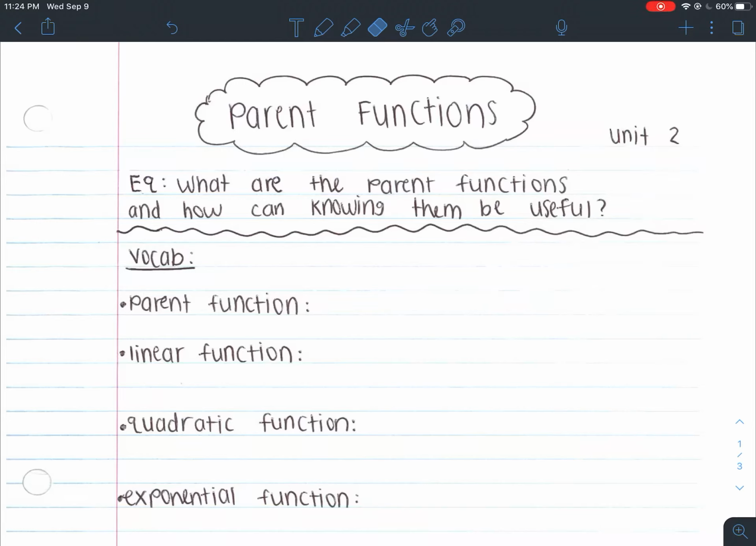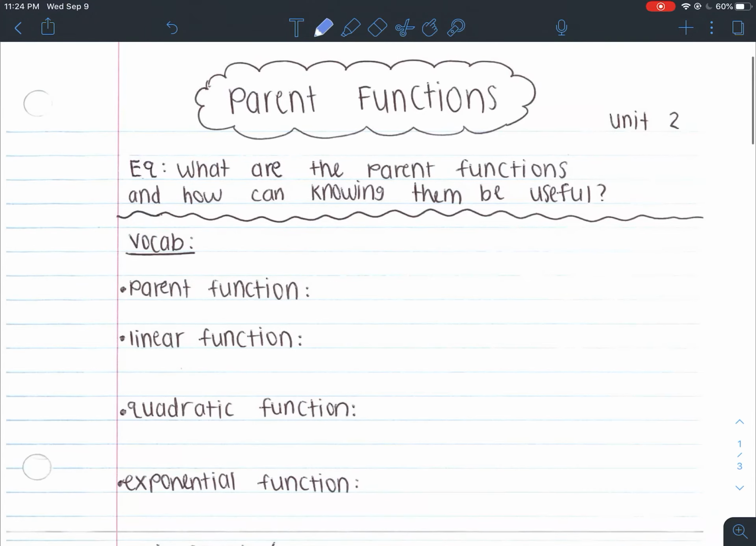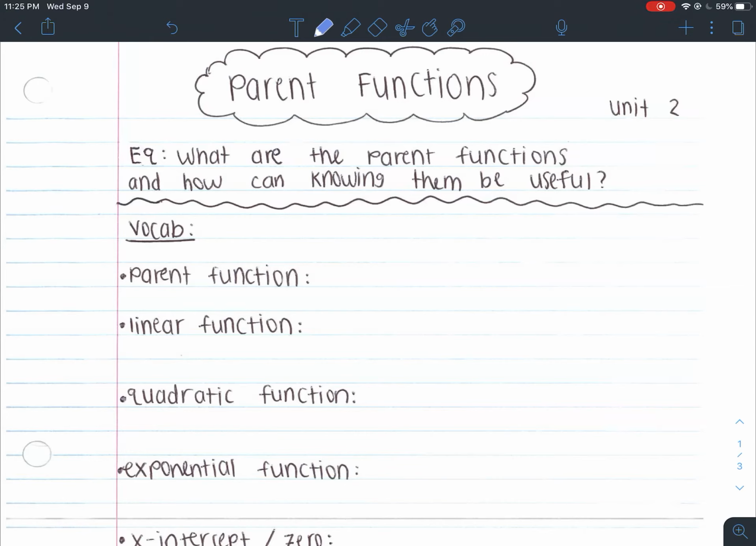Hey guys, in this video we're going to go over the parent functions. We are in Unit 2. Our essential question is what are the parent functions and how can knowing them be useful? Alright, so in Unit 2, this is the introduction to the three parent functions we use for the entire semester.